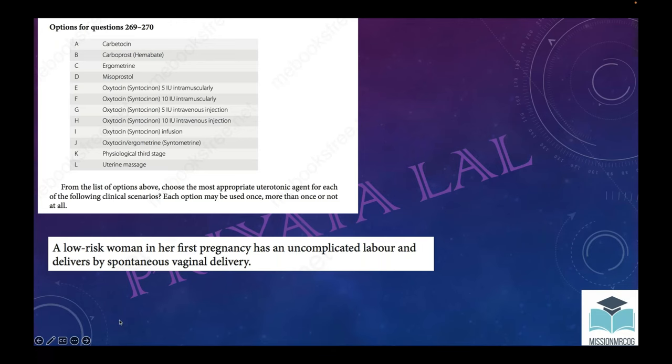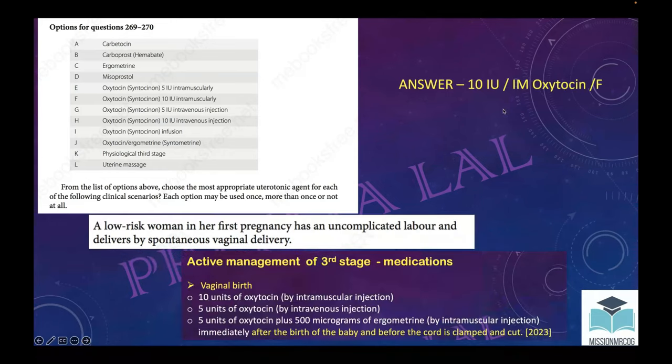Okay, so this is all about the uterotonic. Low risk woman in first pregnancy, uncomplicated labor delivered by spontaneous vaginal birth. What will be the most appropriate uterotonic? F. Syntocinon 10 international units IM. So this is the answer, but you should know that you can now get these as options: 10 units of Syntocinon IM, 5 units of Syntocinon IV, or Syntometrine. Okay, 3 options now, new guideline.